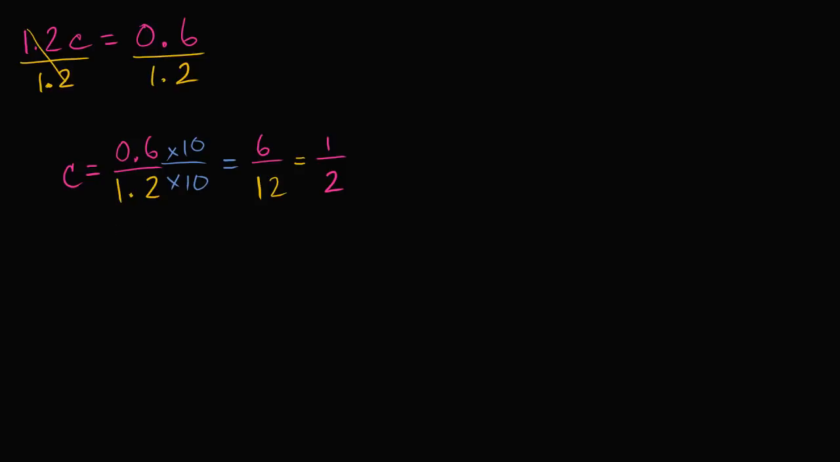Let's do another one. Let's say that we have 1 over 4 is equal to y over 12. So how do we solve for y here? So we have a y on the right-hand side, and it's being divided by 12. Well, the best way I could think of getting rid of this 12 and just having a y on the right-hand side is by multiplying both sides by 12. Let me do that in yellow. So if I multiply the right-hand side by 12, I have to multiply the left-hand side by 12.